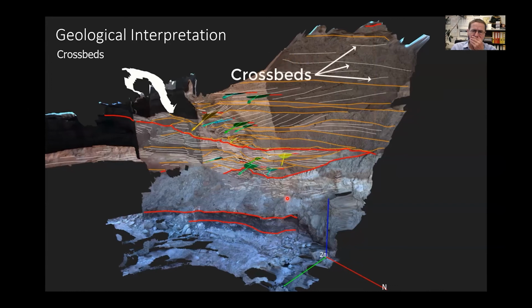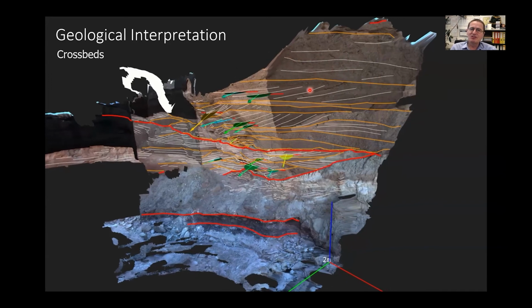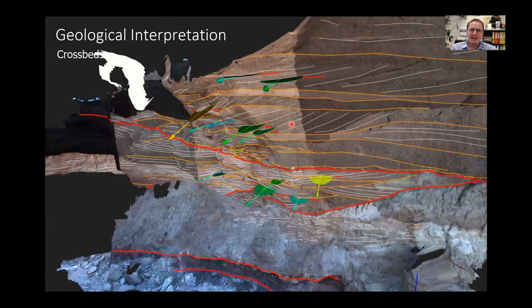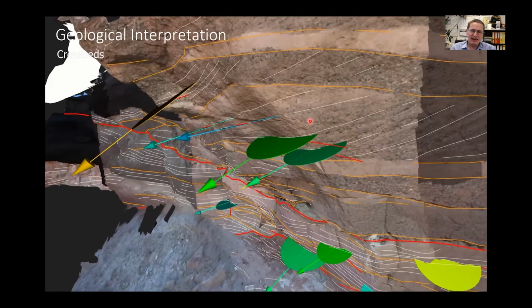The next interesting feature would be so-called crossbeds. And these crossbeds are here, these white lines. And from these white lines, you are also capturing the orientation. You're defining these discs. These are so-called dip and strike arrows that are pointing sort of in a certain direction. In which direction is this crossbed pointing?